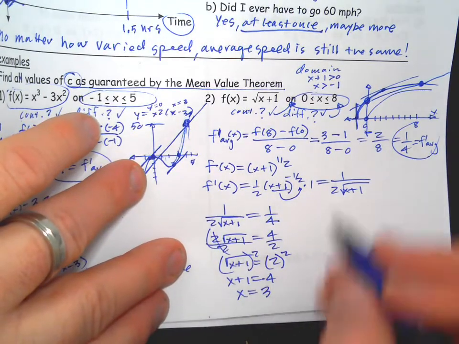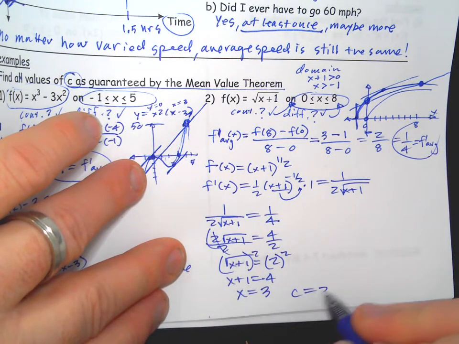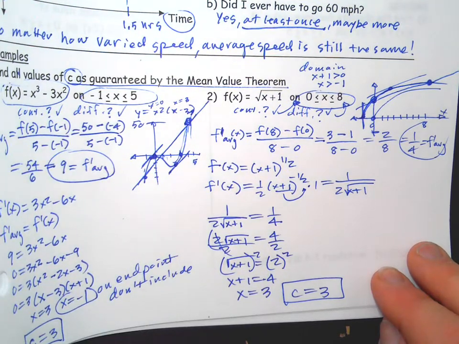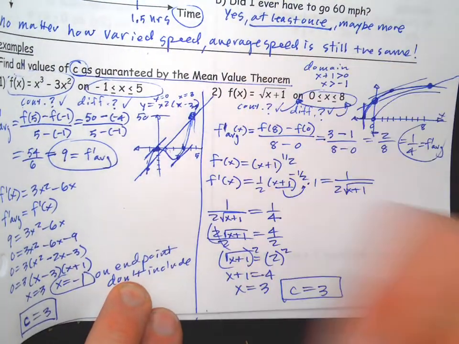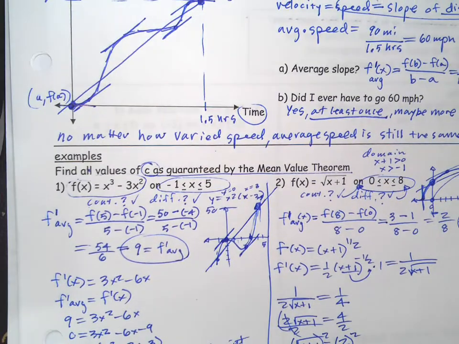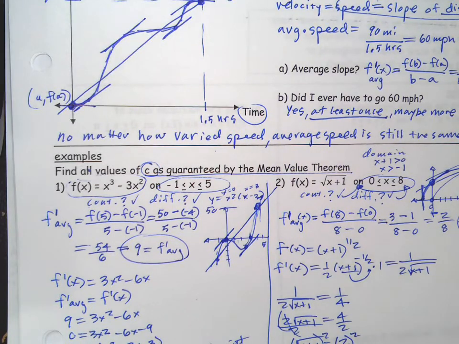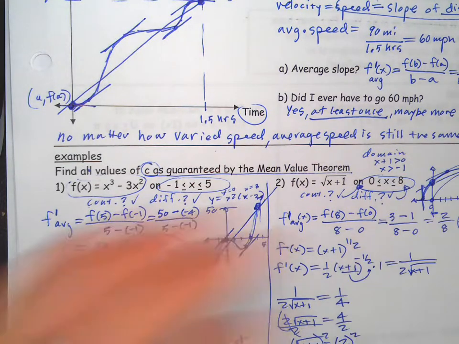And is this between the endpoints? Yeah. So that's your C value. Okay. So that's how we do it. That's f prime average. I'm going to throw a couple other ideas at you. I think the next one we haven't really talked about either.